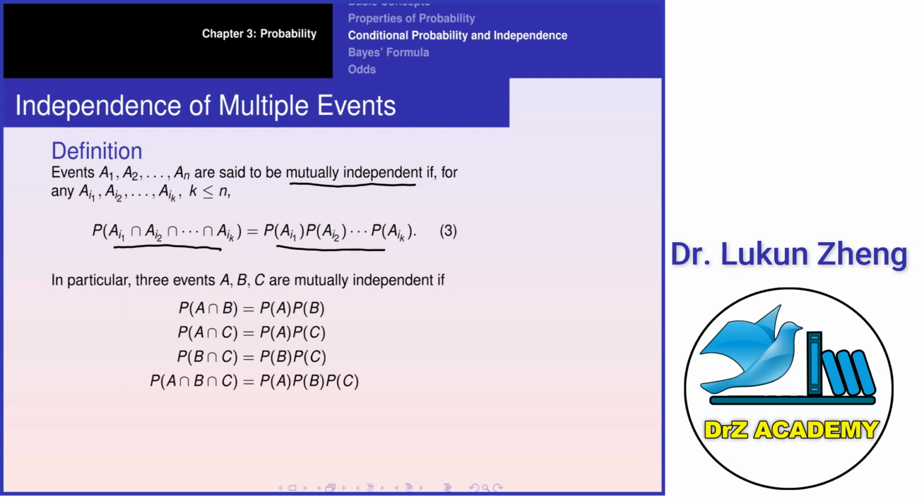In particular, for three events A, B, C, they are mutually independent if, for any selection, A intersect B, A intersect C, B intersect C, and also A intersect B intersect C, this equation all holds. Then we say they are mutually independent. Especially, they have to hold for all equations. All these equations must hold simultaneously. Then we can say they are mutually independent.